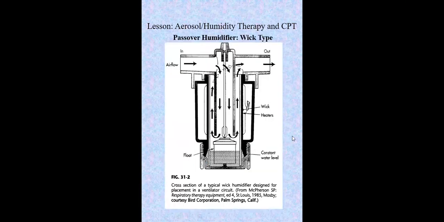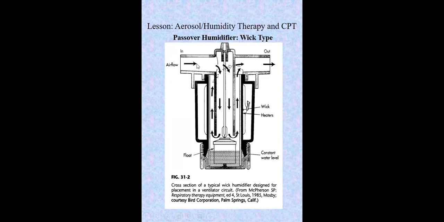All right. This is just a quick picture of a passover humidifier, which is a wick type. This one has these two wicks, right? Got the wicks in there. The wicks go down into the water, okay? And the water gets on the wick. The wick is like a paper towel type of material.